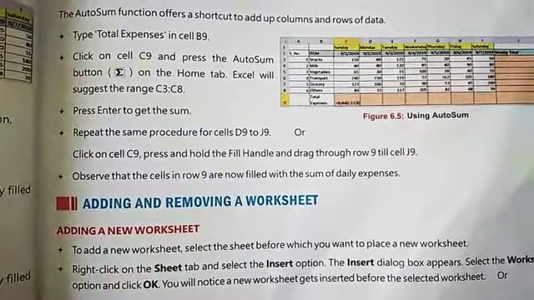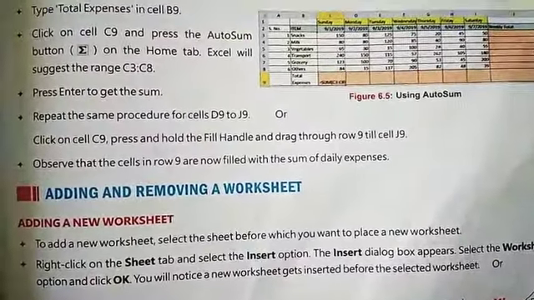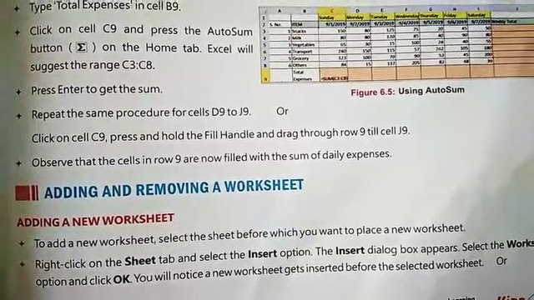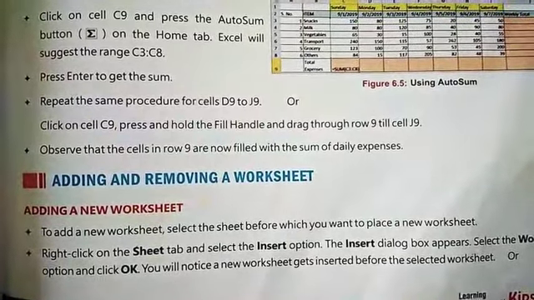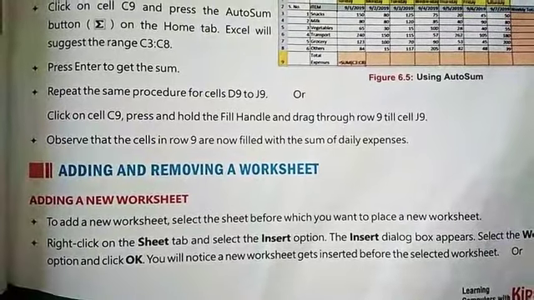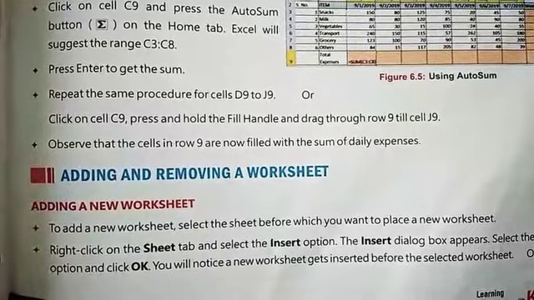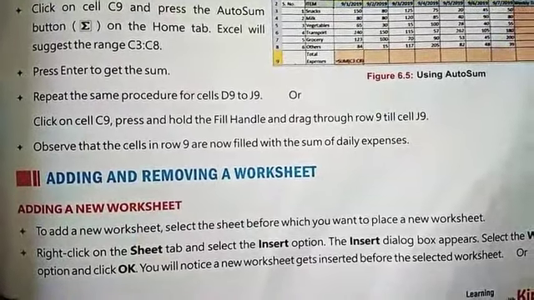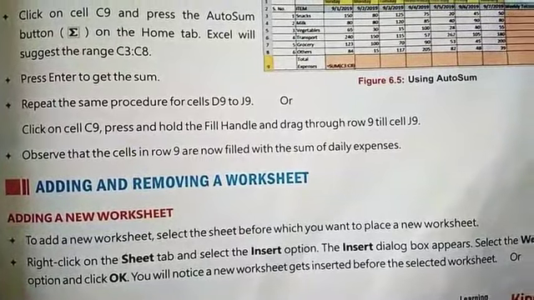So the first topic is adding a new worksheet. To add a new worksheet, select the sheet before which you want to place a new worksheet. First of all, student, you have to choose where you want to add or remove a sheet. So you have to select the sheet number, like 1, 2, 3. Understand? Then right click on the sheet tab and select the insert option. The insert dialog box appears.